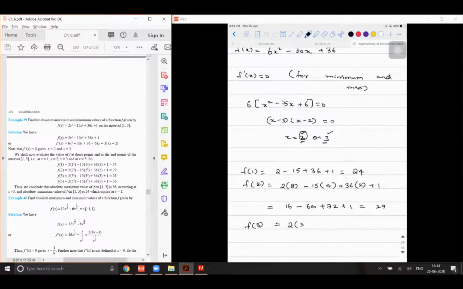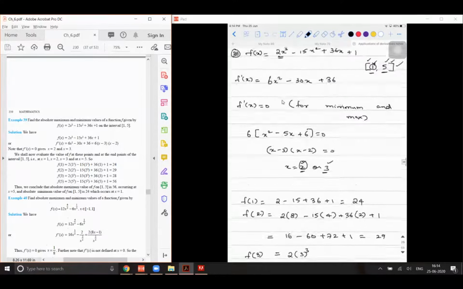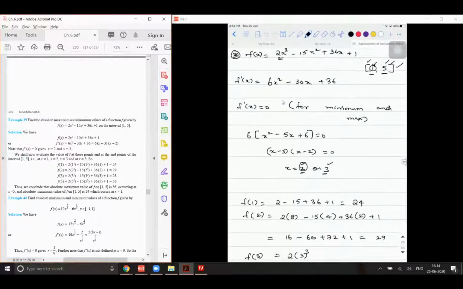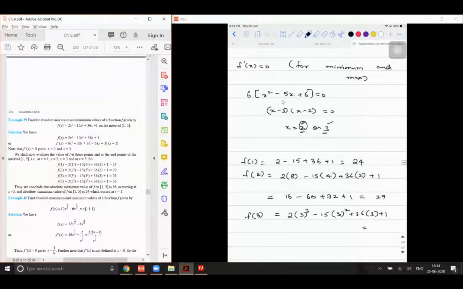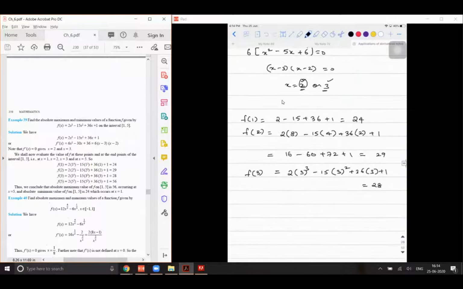So what is f of 3? F of 3 is 2 into 3 cube. Be careful, you should substitute in the place of f of x, not f dash of x. So 2 into 3 cube minus 15 into 3 square plus 36 into 3 plus 1. How much is the value? It is 28. The last value I am supposed to check is f of 5. So what is f of 5?